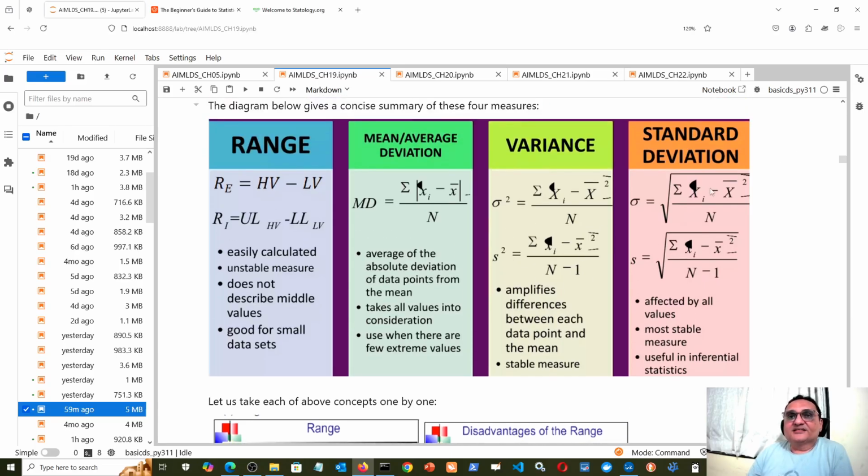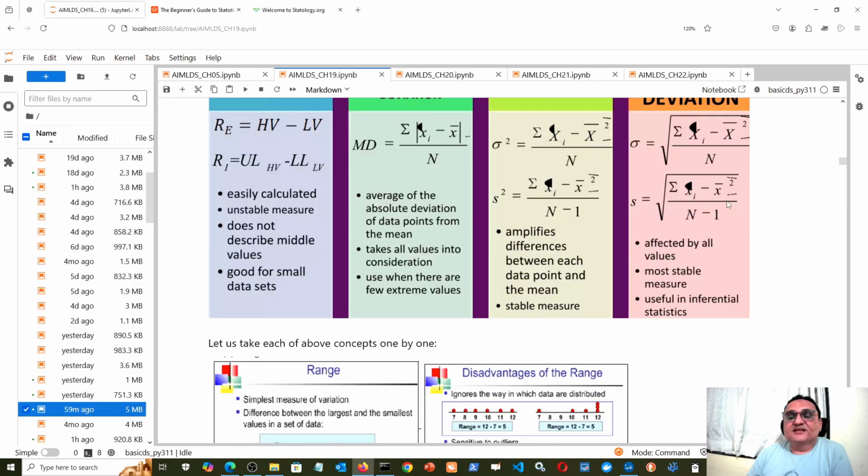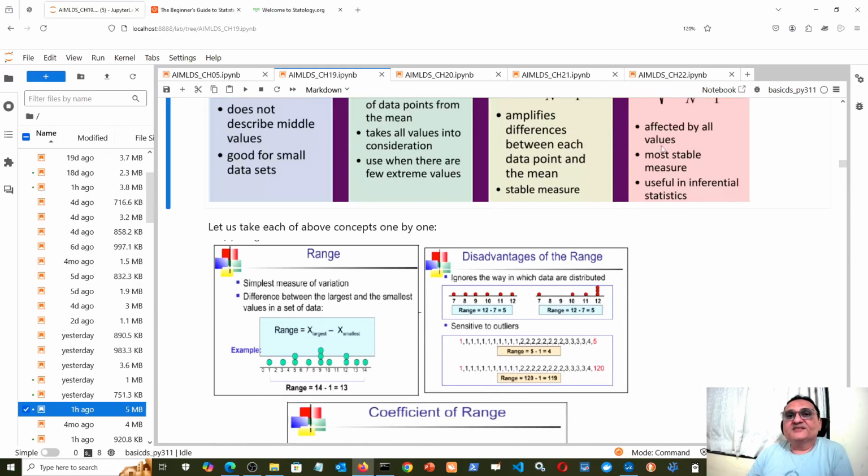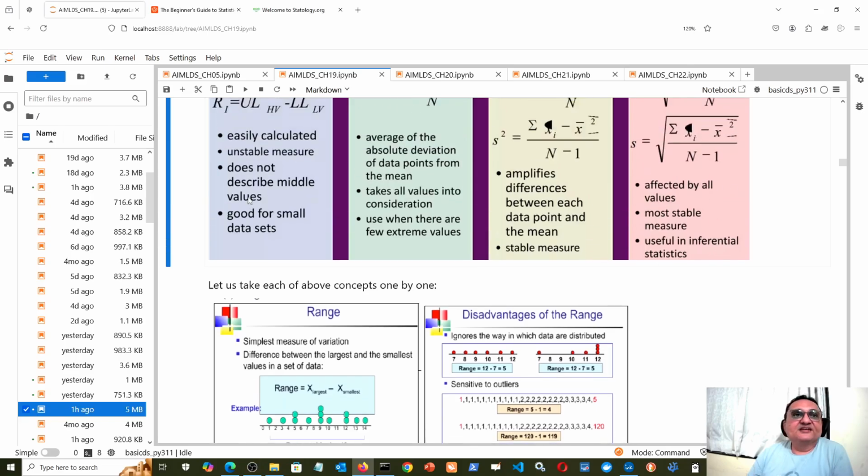Then the standard deviation for this sample is sigma (xi minus x bar) whole square divided by n minus 1, in the square root. So variance, its square root is the standard deviation. Variance is the most stable measure, and variance is used in inferential statistics.